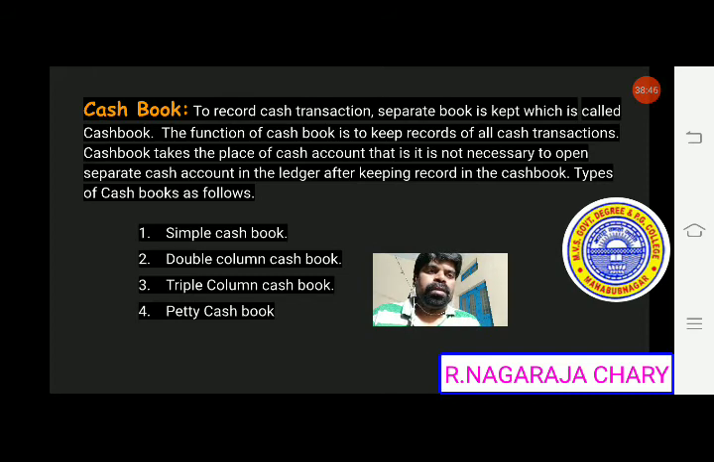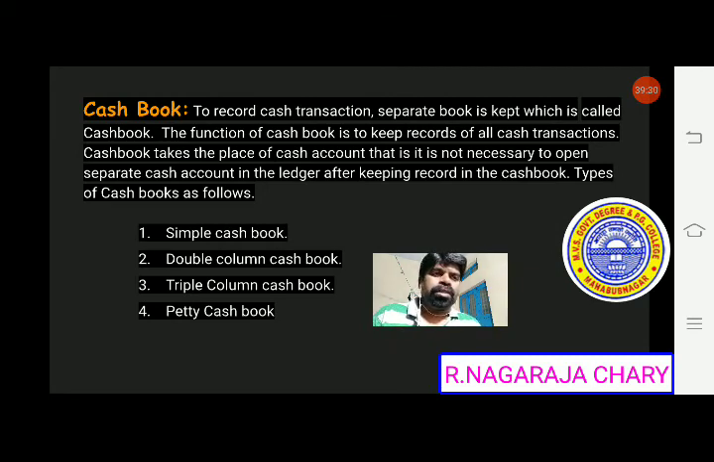We will remind one more time about whatever we discussed earlier: the purchase book, sales book, purchase returns book, sales returns book, and cash book. These are the books we discussed. The first 2 books, the purchase book and sales book, are purely for credit information: purchase information at one place and sales information at one place.